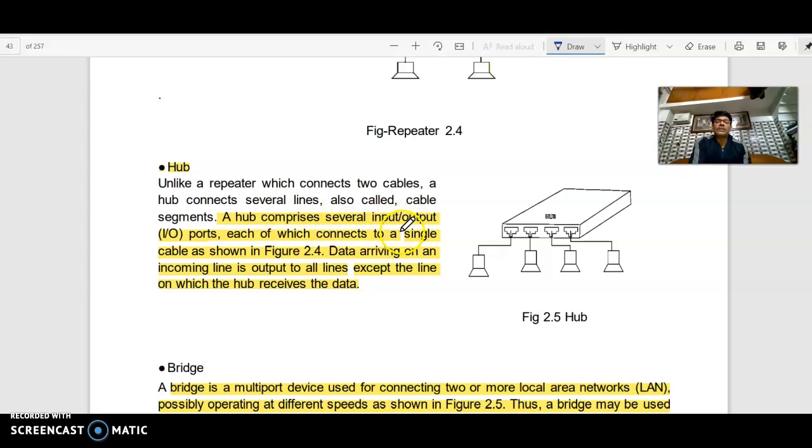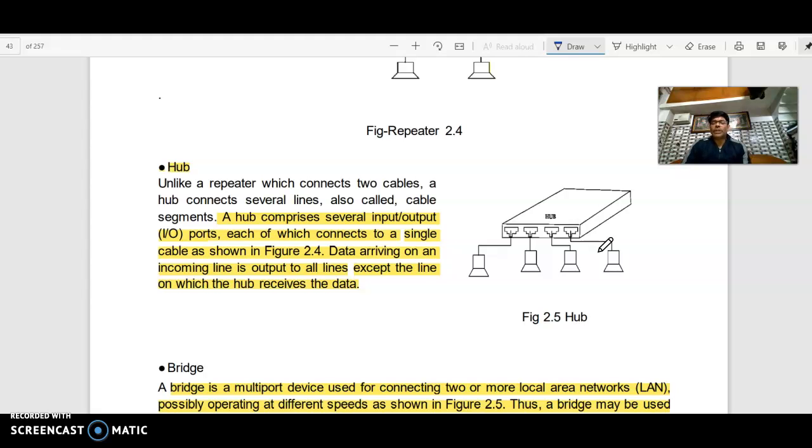Hub comprises several input output ports. This is a port, each of which connects to a single cable, and that in turn is connected with the computer. A single cable means a single computer. Data arriving on one incoming line is output to all lines except the line on which the hub received the data. That means from one cable or computer it is getting the data, that is its incoming data, and it is sending to other ports, other computers attached to it. So one to all communication.